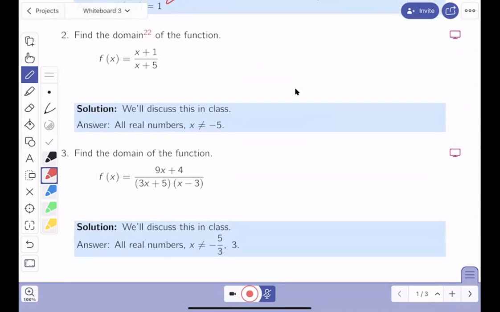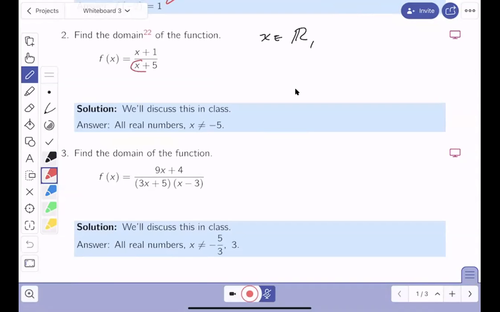I want to point out that at this level of the game, domain is generally pretty easy to do. What we normally do for the domain is say, oh, any x is okay. And the way we do that, we say x could be any real number. That's a blackboard R, by the way. However, there is some trouble, and I want to point out what that trouble is.